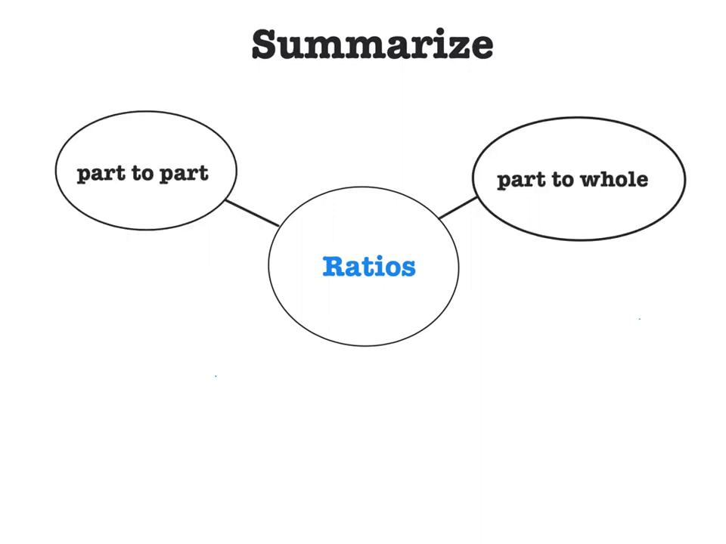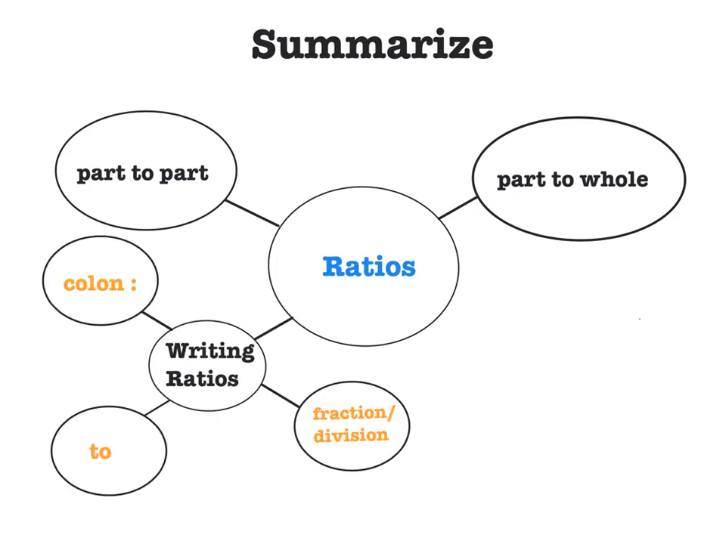Let's summarize what we just learned about ratios. I'm going to make a concept map or a brain map to better understand how everything comes together. So the center of our concept map is going to be ratios. We've learned that ratios can be represented in two different ways, as part to part and part to whole. We also discussed that ratios can be written in three different ways. You can write ratios by using a colon, the word to, or a fraction or division. It is a fraction when it is a part to whole, and a division when it is a part to part.